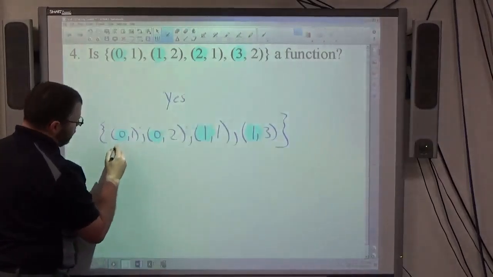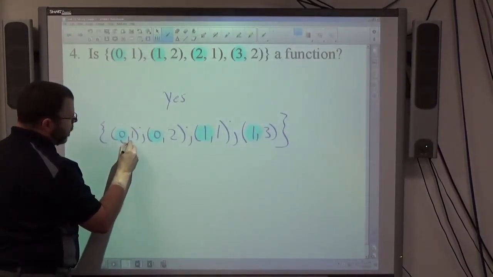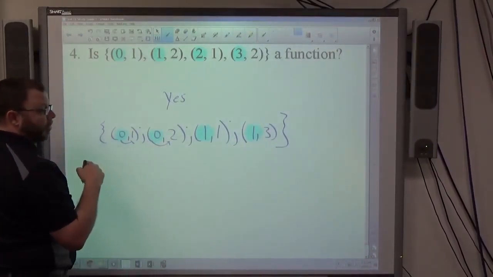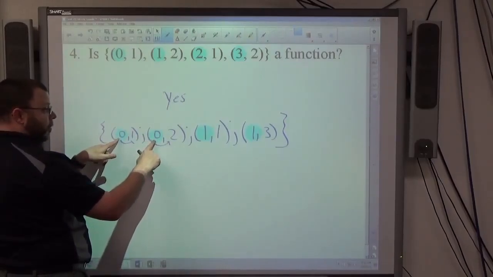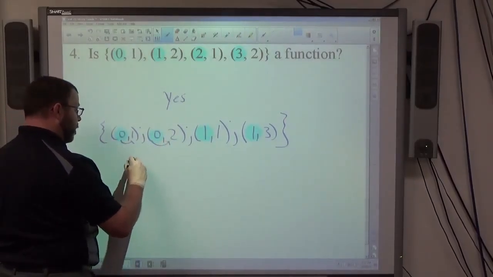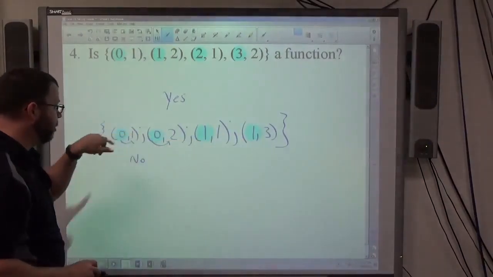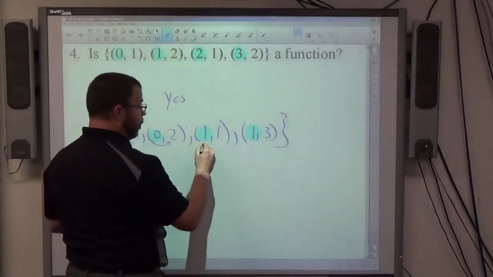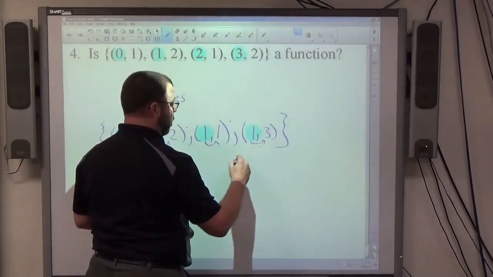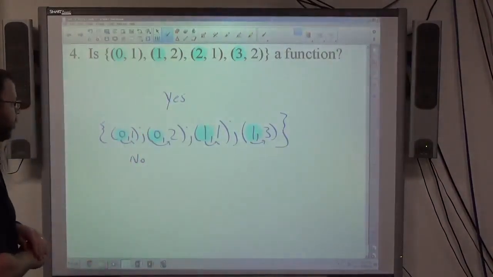So as soon as you see same, look and see what they're going to. If they're going to different numbers, the answer is no. So the same number, 0, going to different numbers, 1 and 2, so that's a no. Even if this didn't happen, as long as it happens once, it's no. And the fact that it happens more than once, 1 goes to 1 and 3, that's also a no. But again, 1 no is sufficient.